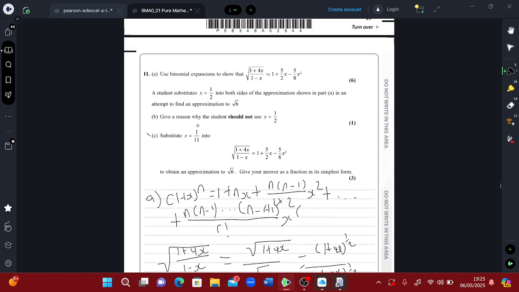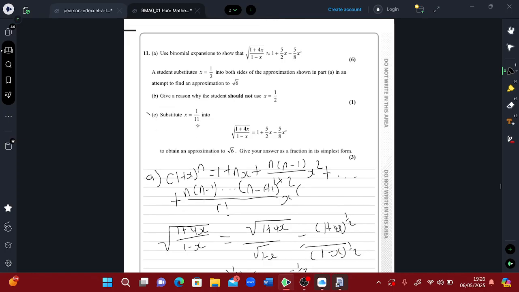Anyway, so then it says a student substitutes x is a half to both sides to find an attempt for root 6. And this is a very, very common thing. If you look at the textbook or practice exam questions, you will not often just find an expansion and then leave it there. The examiners will want you to use the expansion or criticize it. They want you to examine it in some way. This one wants you to investigate to find an approximation, which is quite common. So it says, why should you not use x as a half.